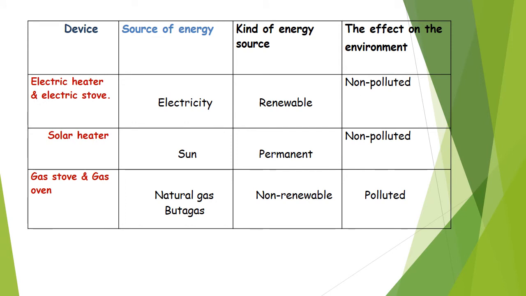Okay, we have devices like electric heater and electric stove. The source of energy is electricity, and this is a renewable resource and does not pollute the environment. Solar heater: the source of energy is the sun, and this energy is permanent and does not pollute the environment. Gas stove and gas oven: the source of energy is natural gas and it is non-renewable, and it also pollutes the environment.